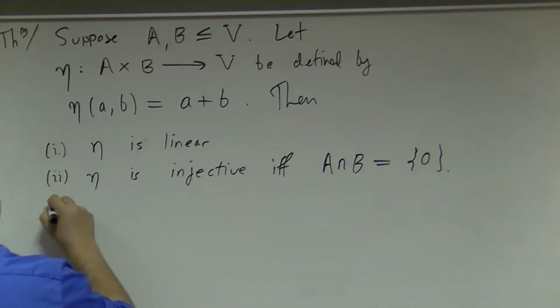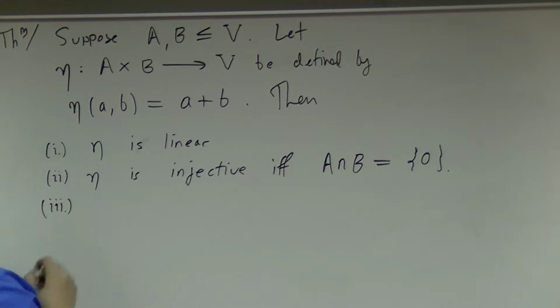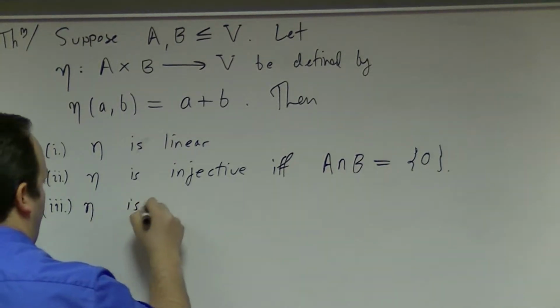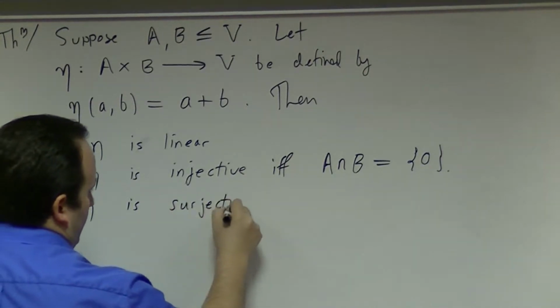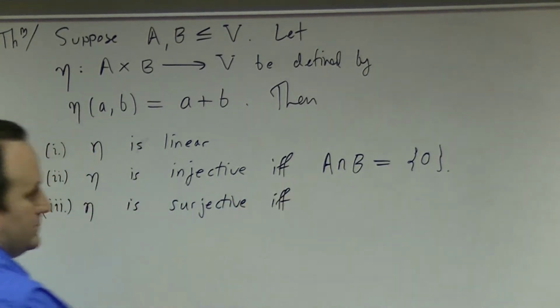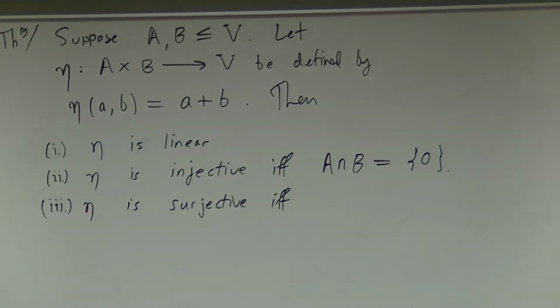And then 3. So 2 is a condition that's about linear independence in some sense, right? Injectivity of the map is tied to linear independence. How about surjectivity? If the range is equal to the codomain, that is what surjective means, yes. But what do we need about this particular map eta?